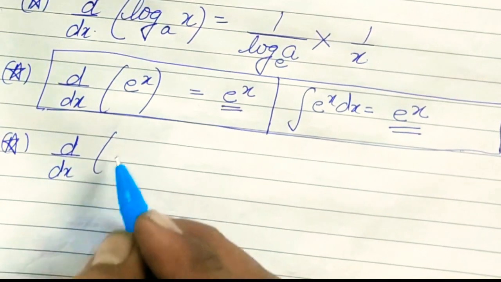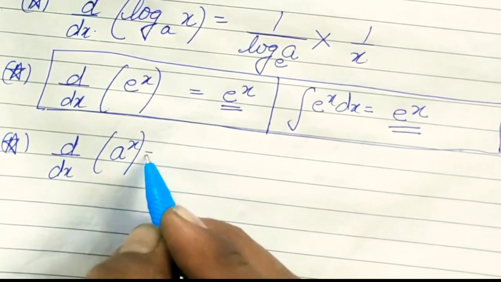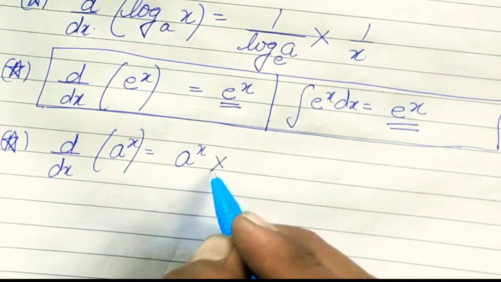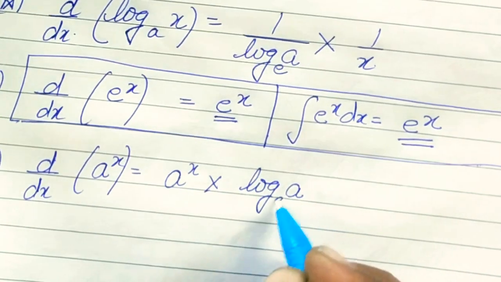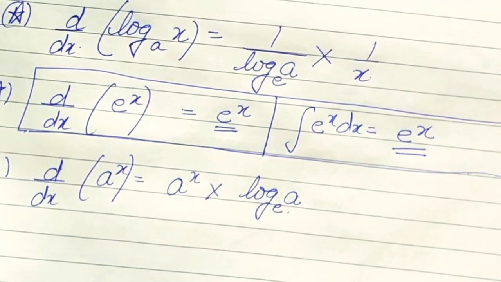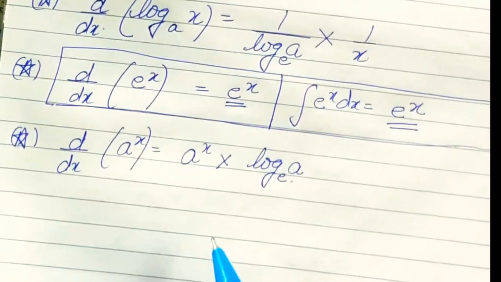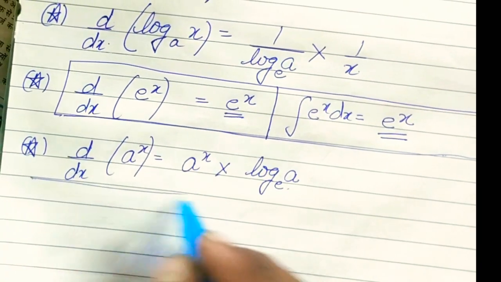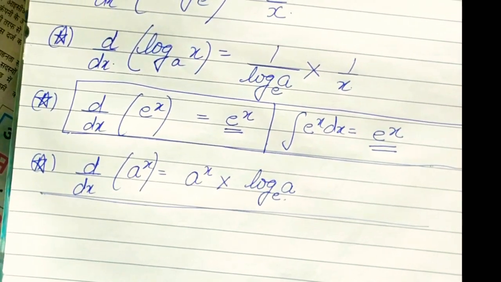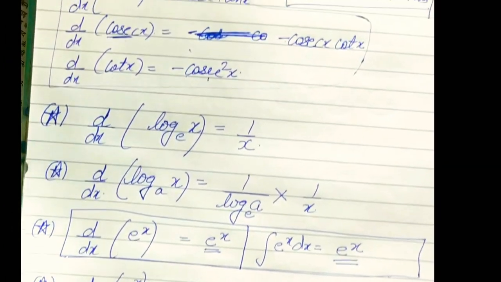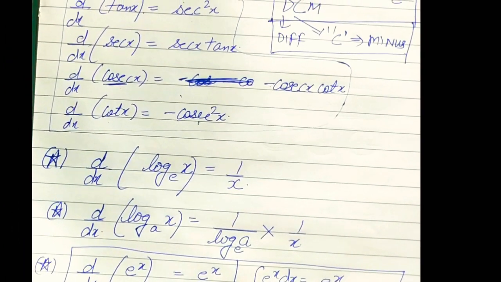Now the general formula for e to the power x is a to the power x. Now how to solve this? The differentiation of a to the power x is a to the power x into log a to the base e. Basically, these are the formulas that you have to remember for differentiation in physics. Apart from these formulas, I don't think any other formula is required in physics for differentiation. Okay, basically you have to remember these formulas.